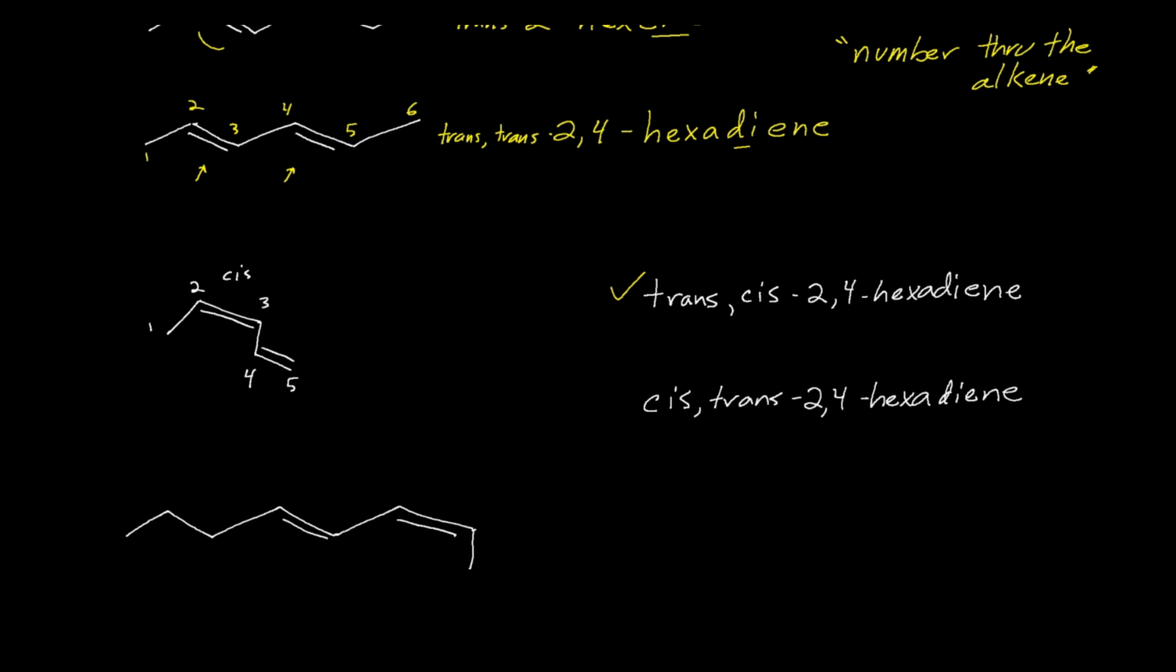Here's our other double bond. This one is trans, and that's our 6. So I'll redraw it a little nicer. 1, 2, 3, 4, 5, 6. 2,4, cis, trans 2,4-hexadiene. So that's that.